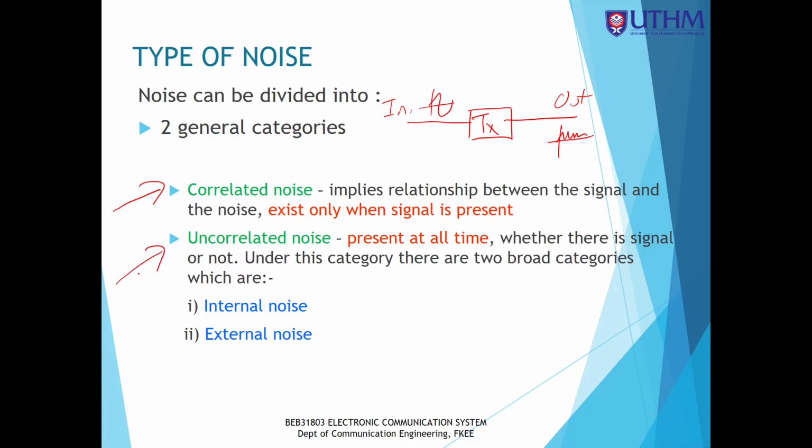Uncorrelated noise is the noise that will always be present at all times, whether you have the input or whether you don't have the input signal. Okay, sama ada input signal atau tidak, uncorrelated noise sentiasa wujud. Okay, it will always be present, regardless of whether there's an input signal or no input signal. And uncorrelated noise we can divide into internal noise and also external noise.